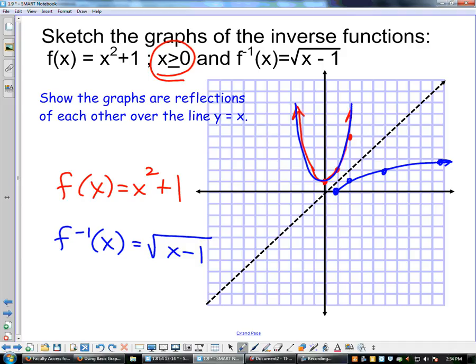But we can find the inverse of the function if we limit the domain, as was suggested in this problem, to just x greater than or equal to 0. So now, if I erase this part of the graph, will it pass a horizontal line test? Yes, which means that its inverse will be a function.